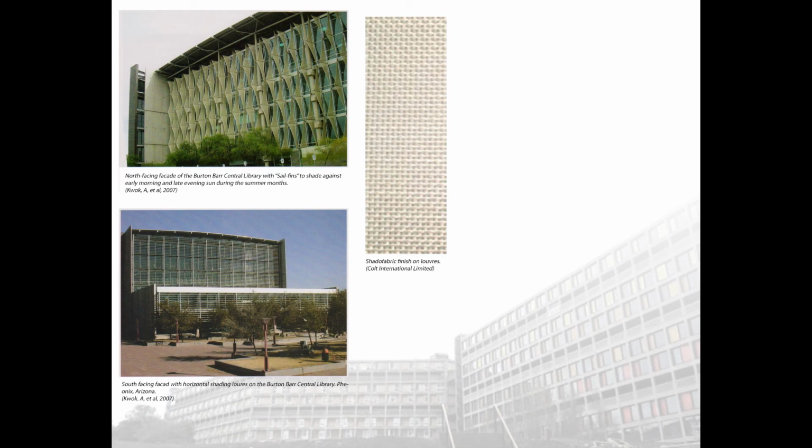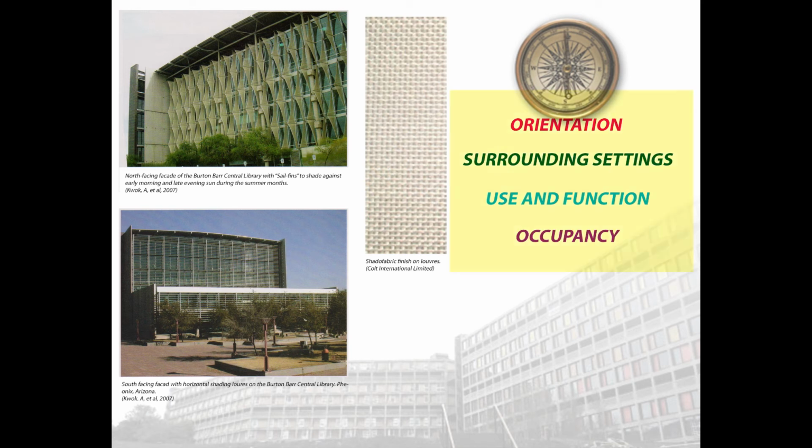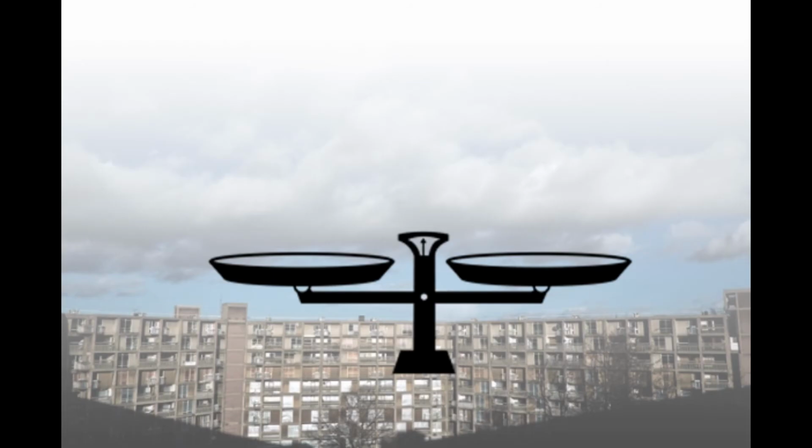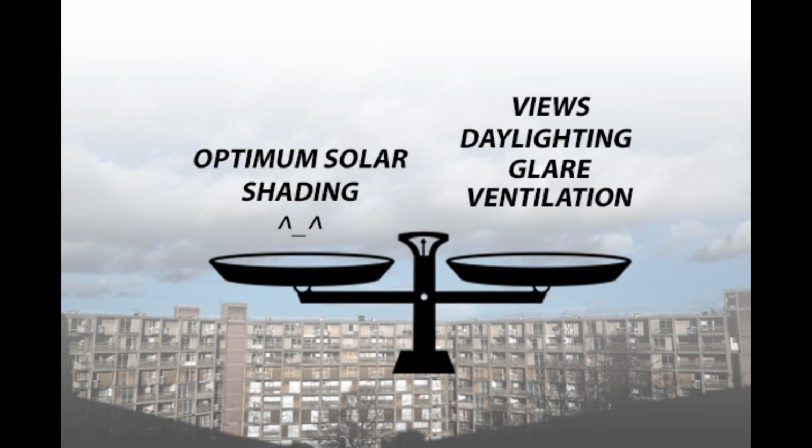In conclusion, solar shading can add architectural expression, texture and modulation of the facade, but it should respond to orientation, surrounding settings, use and function, and of course occupancy. These are all the parameters to finding the optimum balance between solar shading devices and the effect it has on views, daylighting, glare, ventilation, and user comfort.